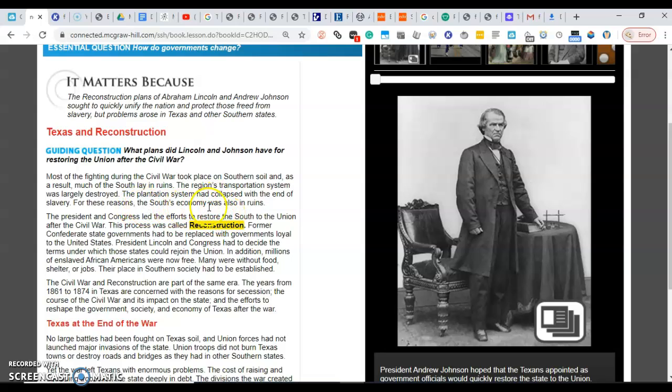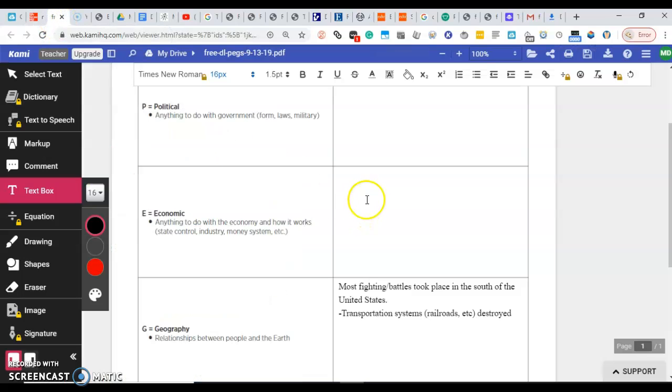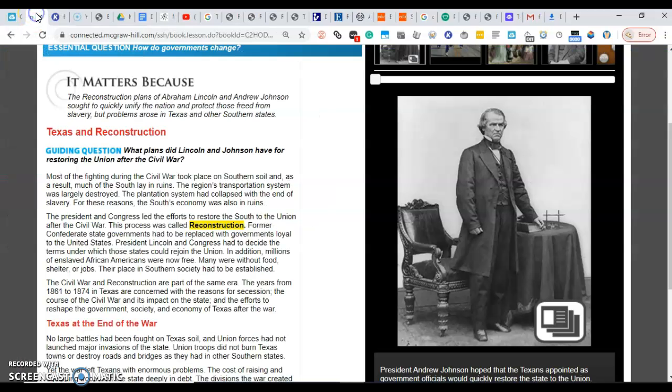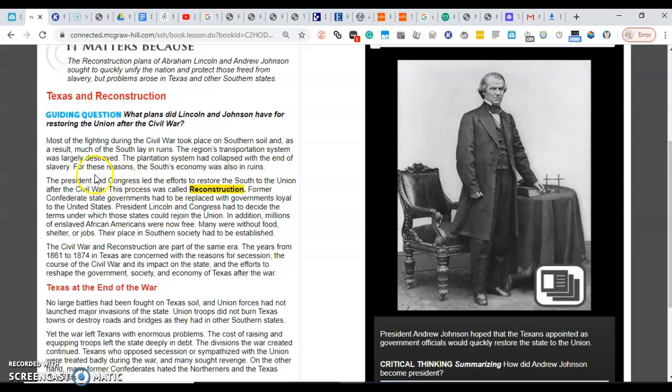So, for those reasons, the South's economy was also in ruin. So you can see even within the first paragraph, within the first few sentences, we have literally all of these different ideas of the PEGS chart coming into play here. So the economic system was completely thrown out of whack because people couldn't make money anymore using free labor. All right, we're going to continue.